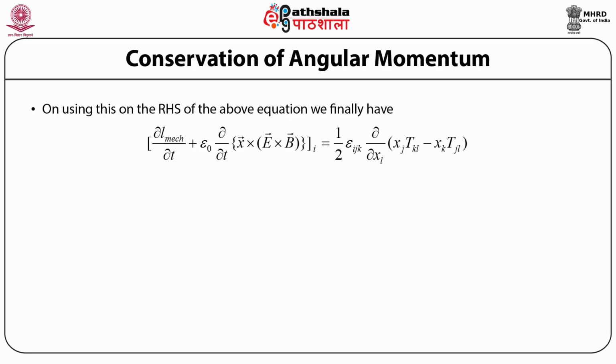Subscript i is equal to half times permutation tensor epsilon subscript i j k times the partial derivative with respect to the position component l, that is x subscript l, of bracket open the jth component of position x subscript j times the Maxwell stress tensor capital T subscript k l minus the kth component of the position vector x subscript k times Maxwell stress tensor capital T subscript j l bracket close.